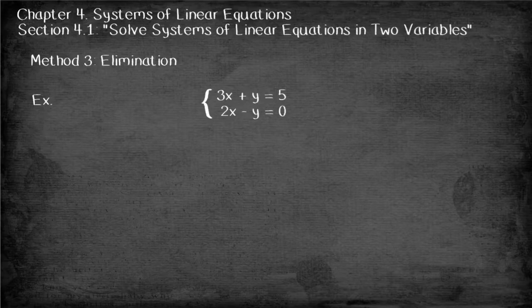So here we have a system of linear equations, and so let's remember an important property about addition. If A equals B, then A plus C is equal to B plus C. In other words, you can add the same number to both sides of an equation. So what I'm going to do here is take this equation and I'm going to add to it the quantity 2x minus y.